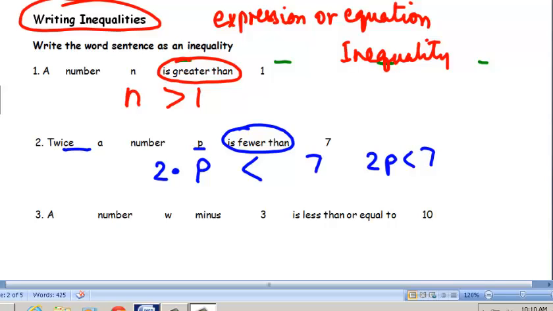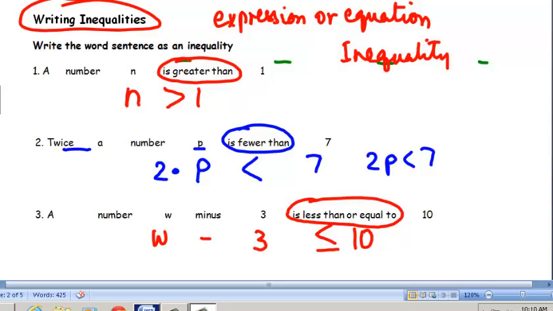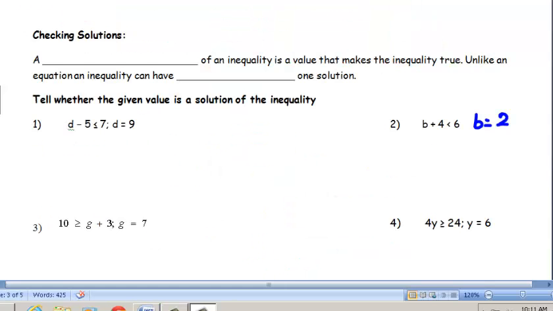It says a number w, so a number w minus 3 is less than or equal to. That's the inequality sign that goes there, to 10. So we rewrite it as w minus 3 less than or equal to 10. I want you to go ahead and finish up 4, 5, and 6.